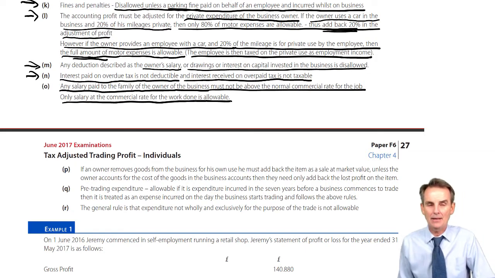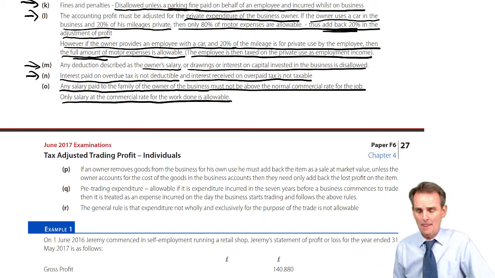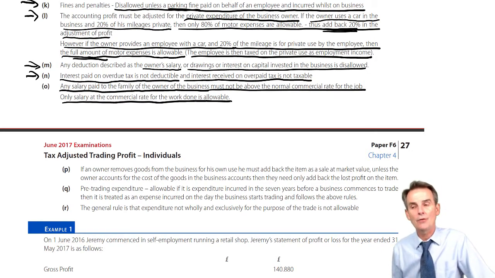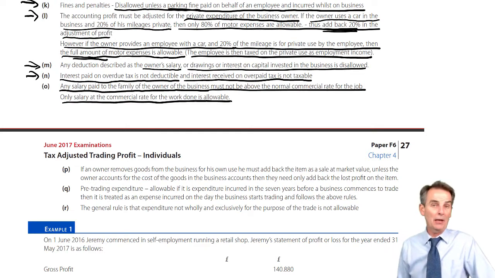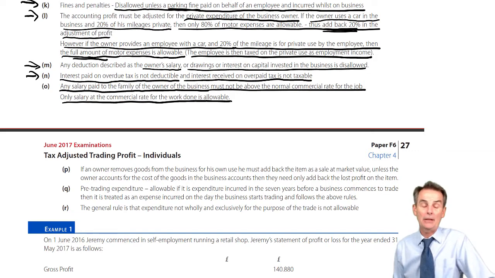salary than what would be a normal commercial rate. So all you've got to do in adjustment of profits, you'll be given the two numbers. If you're paying above the normal commercial rate, you've got a problem with the HMRC, you've got to add that back. If, of course, you're paying your spouse below the normal commercial rate, you haven't got any problem with the HMRC, you've got a huge problem with your spouse there.